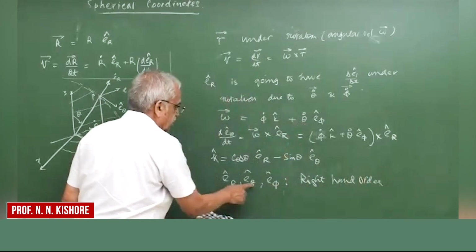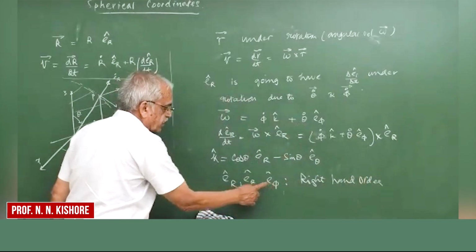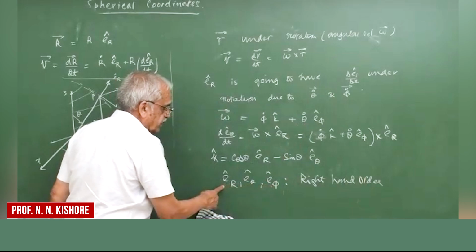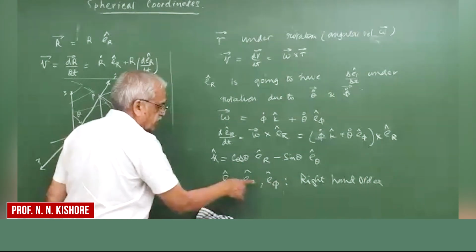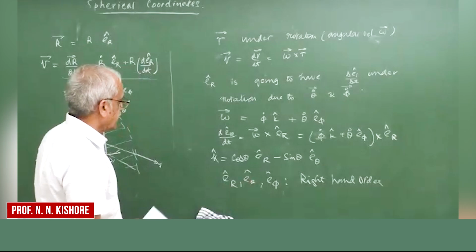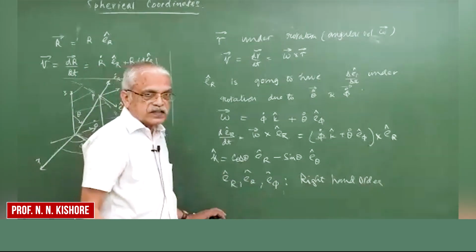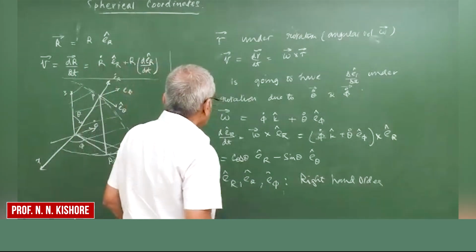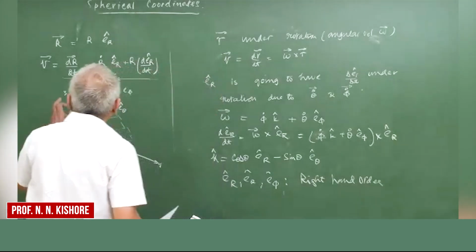So in the sense that if you multiply e_r cross e_theta, you will get e_phi. e_theta cross e_phi will be e_r, and e_phi cross e_r will be e_theta. And that's how you should take the order. Okay, so now everything is taken care of.